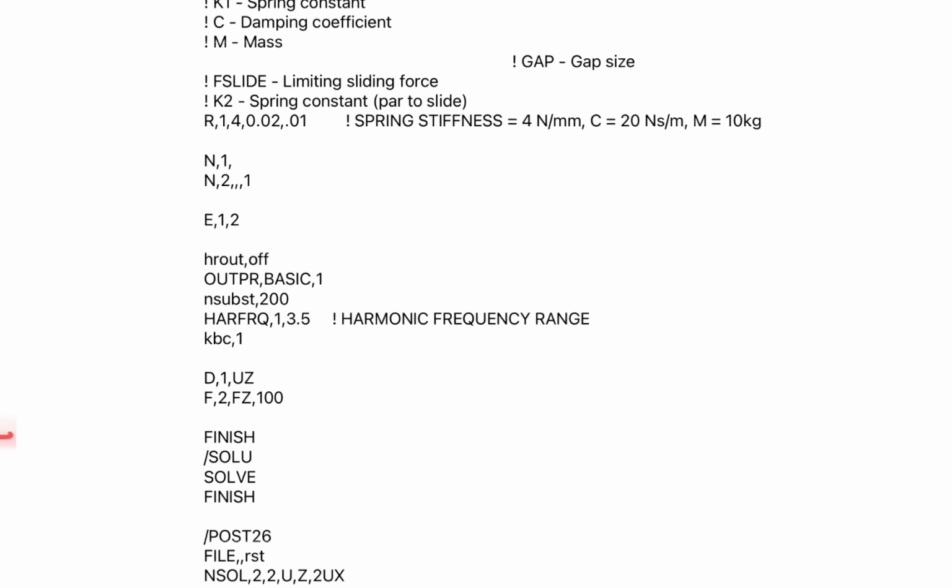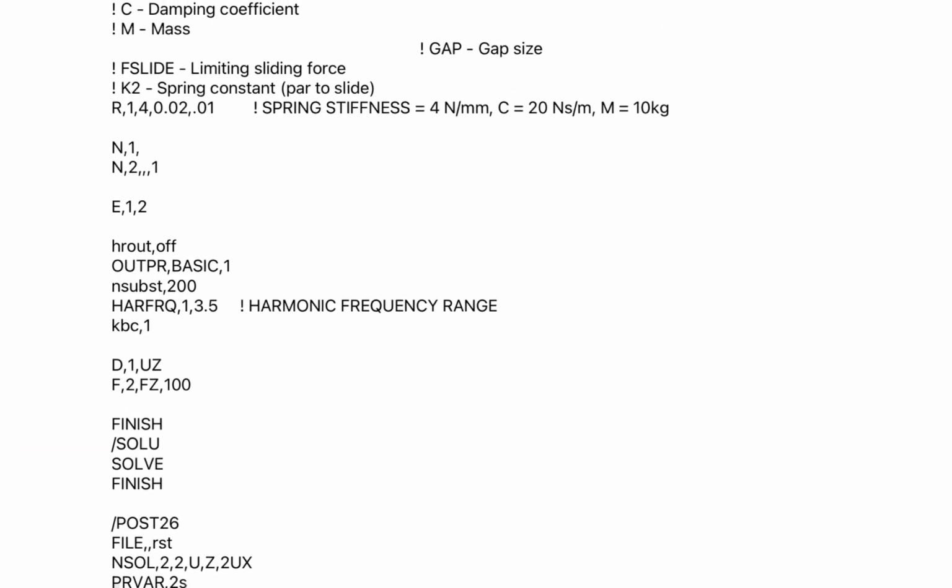Once we do that, the next step is, we know we are exciting in the frequency range of 10 radians per second. That will be something like 1.5 or 1.6 hertz. So I'm doing an analysis where I'm varying my excitation frequency from 1 hertz to 3.5 hertz, and I'm solving this whole thing in 200 substeps. So that will be the resolution of the results I will be getting.